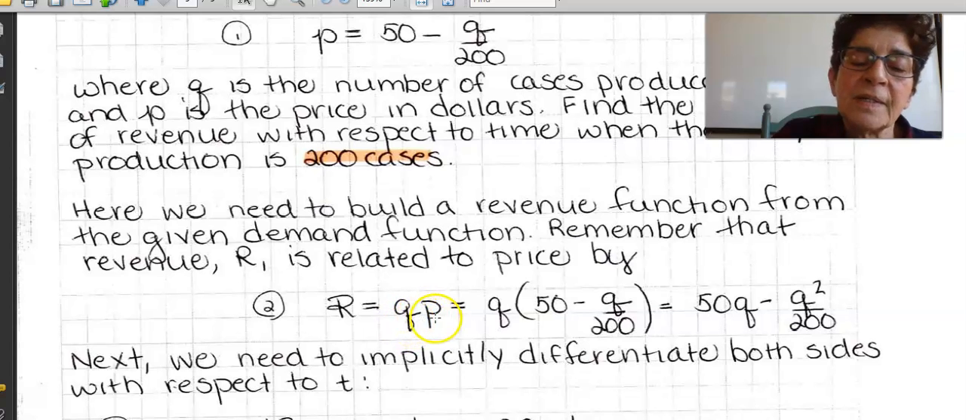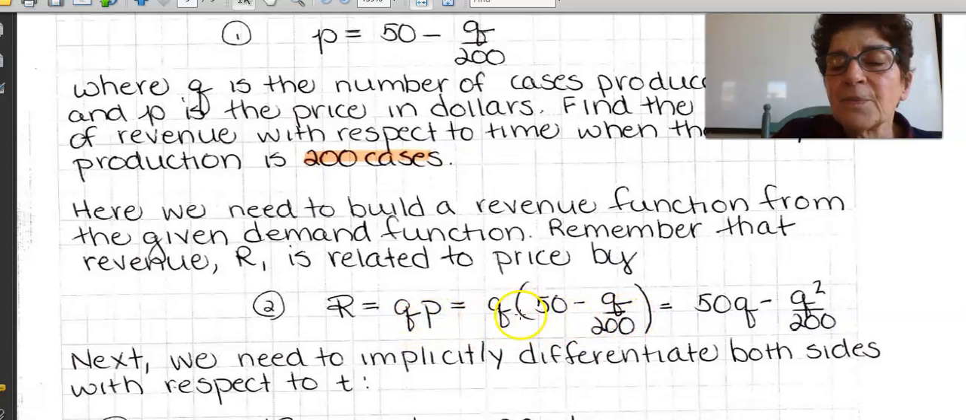Just take your quantity demanded and multiply it by your price function. So here's my Q, and I'm multiplying my expression for price. And you can see after I distribute the Q, I'm going to get 50Q minus Q squared over 200.